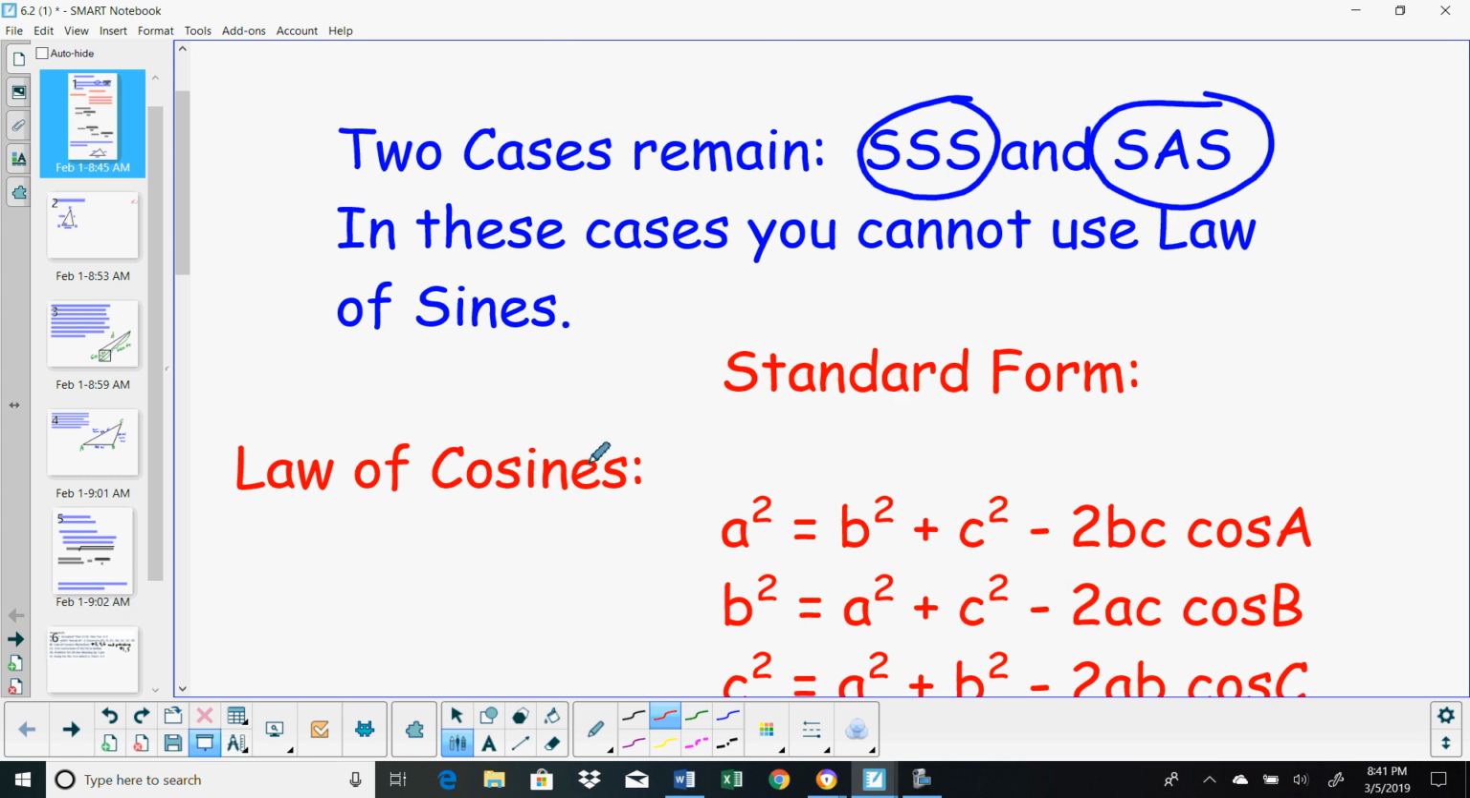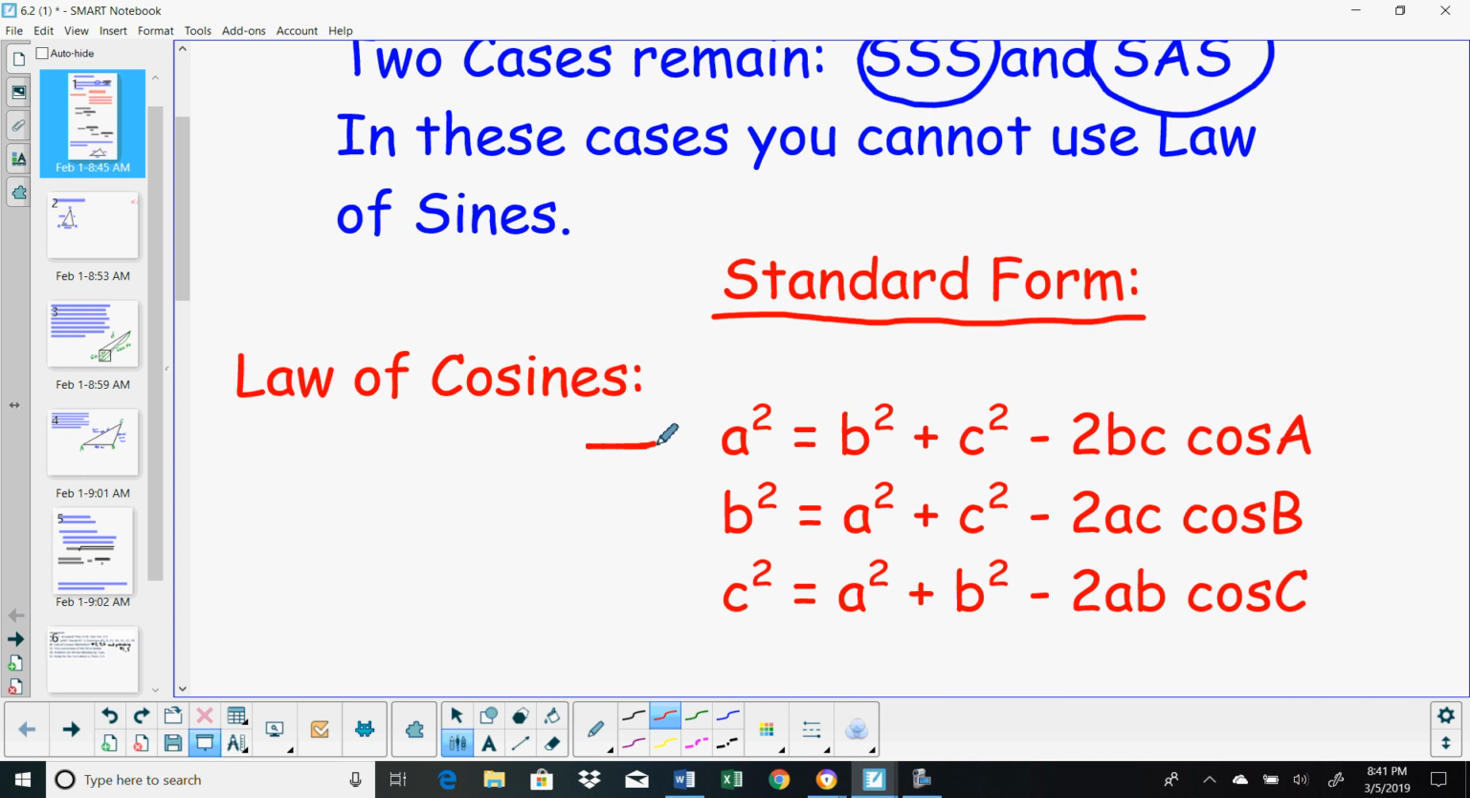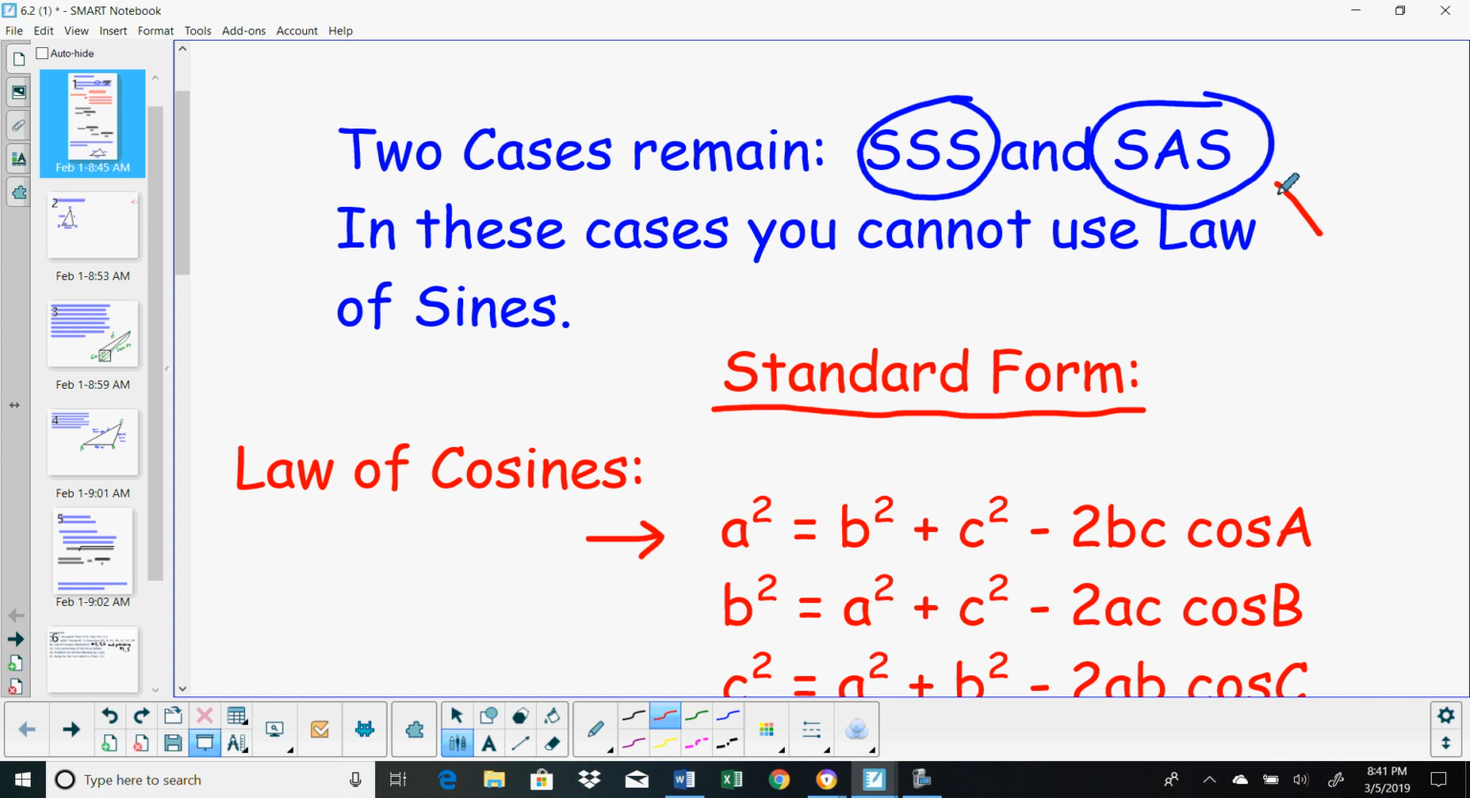So here we have the standard form of law of cosines, and it looks something like this: a squared equals b squared plus c squared minus 2 times b times c times the cosine of angle A. You would use this for the SAS situation. If you know sides b and c, for example, and you know the included angle, which would be angle A, you plug it in and you'd be able to find the side across from angle A.